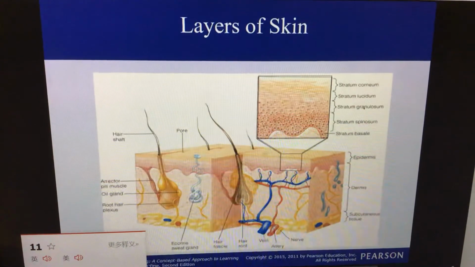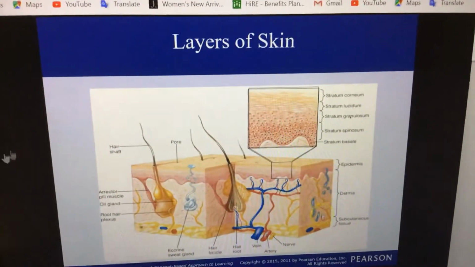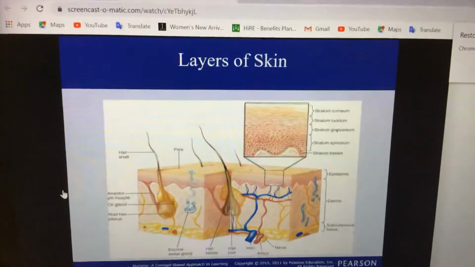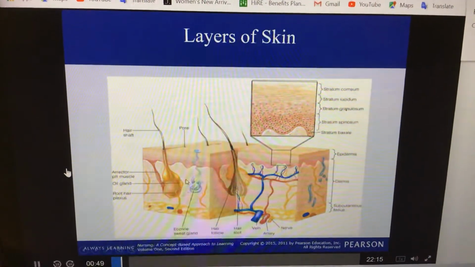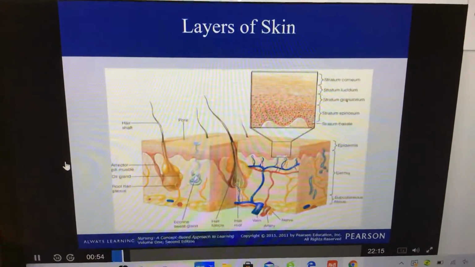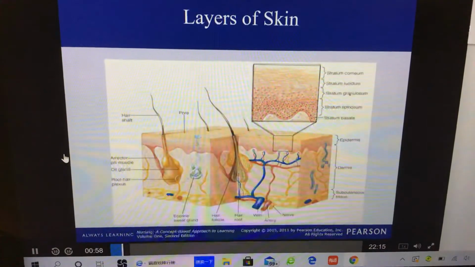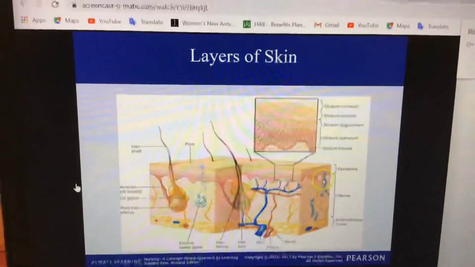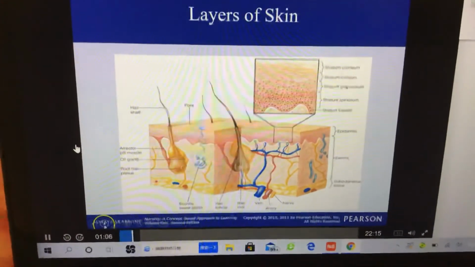This is a slide showing the three different layers of the skin: the epidermis, dermis, and subcutaneous tissue. And as you can see in this picture, there are a lot of things that are housed in the different layers of the skin. I put this picture in here to show you what could be potentially damaged when a patient has a burn that affects especially the lower areas like the dermis and the subcutaneous tissue.